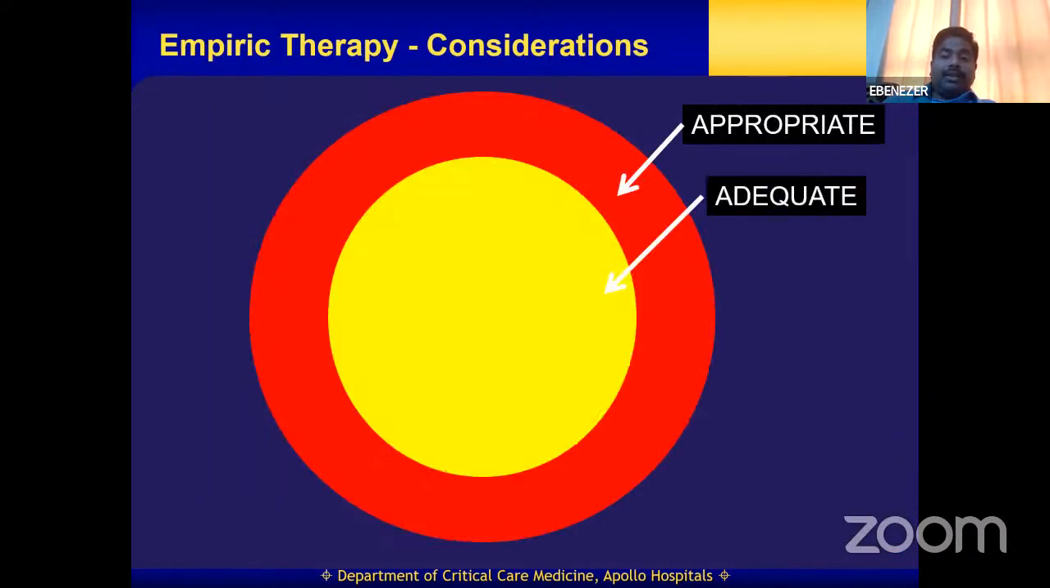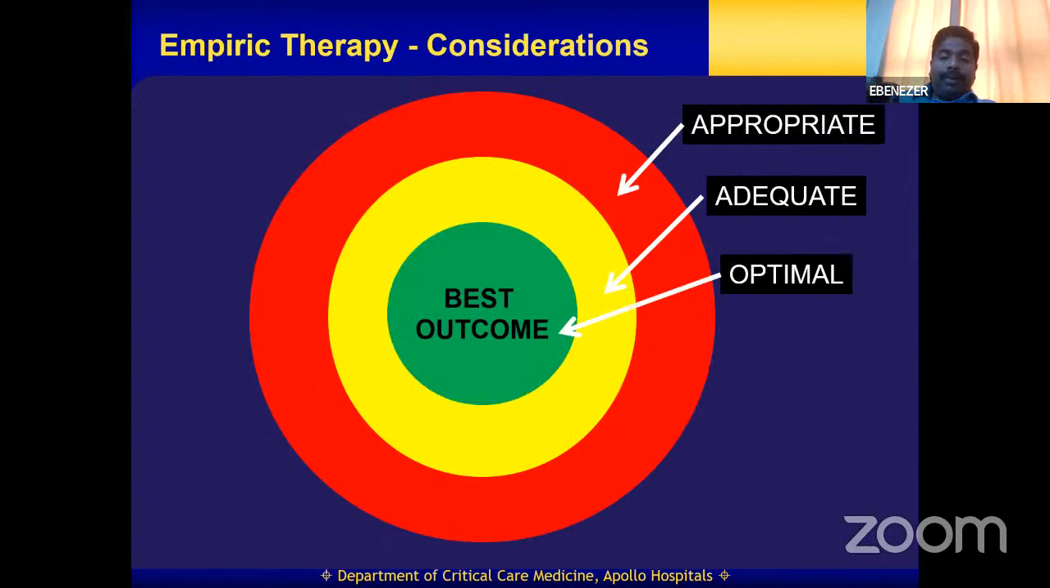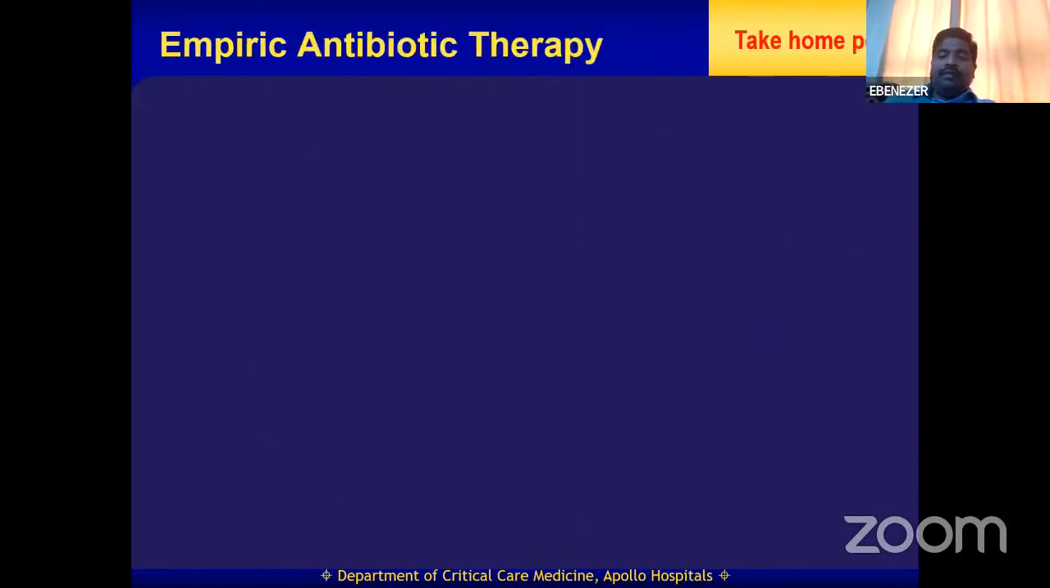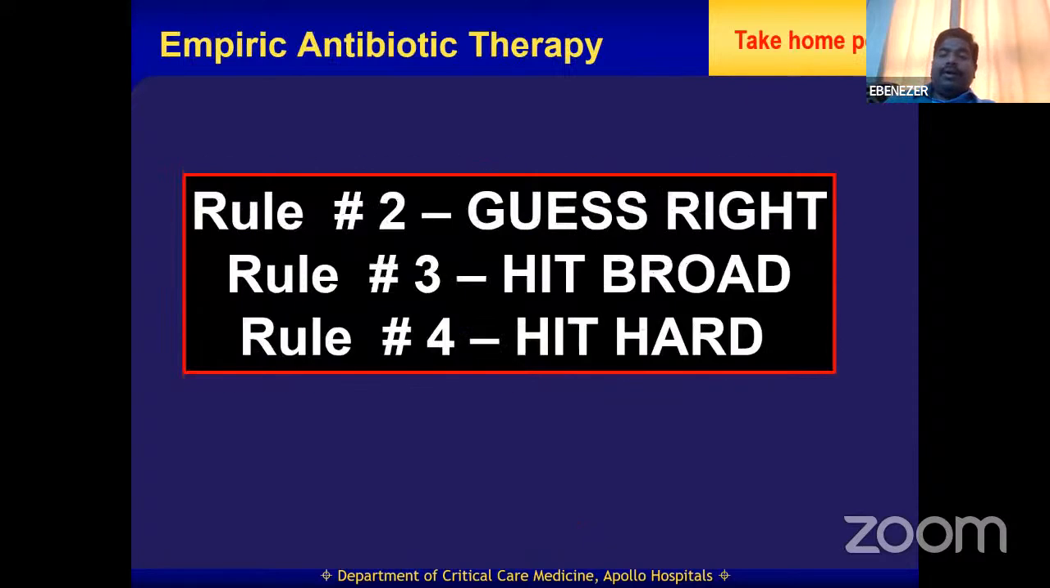Okay. As I told you, for appropriate antibiotics, adequate time. Decide about the time very carefully. Optimally, if you give it, the best outcome is achieved. Okay, that is also an important point. And always you have to guess right. Your ICU antibiogram is very, very important. The antibiogram profile in your ICU will decide how you are going to treat.